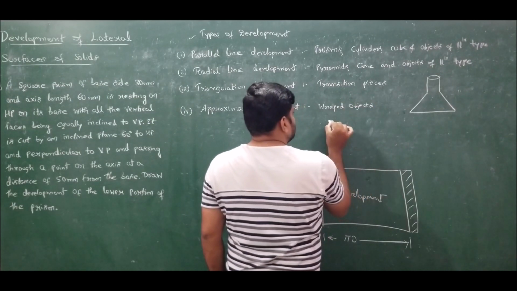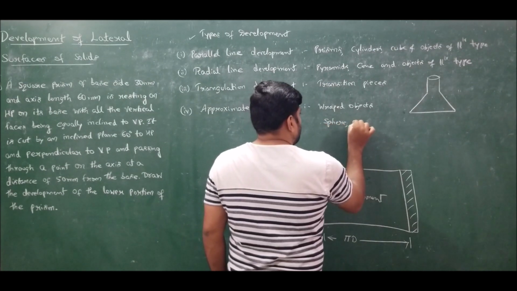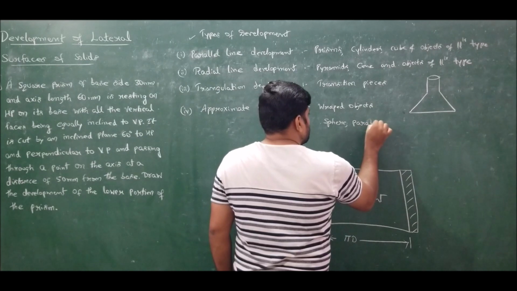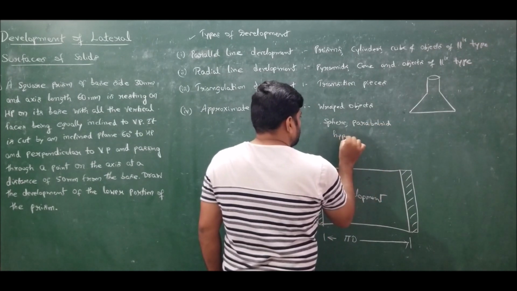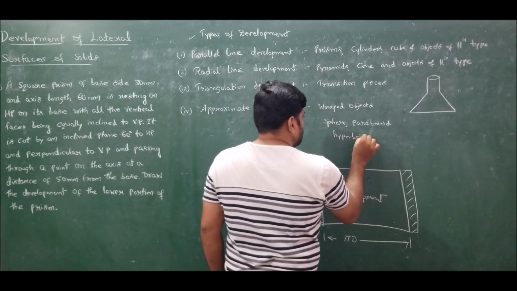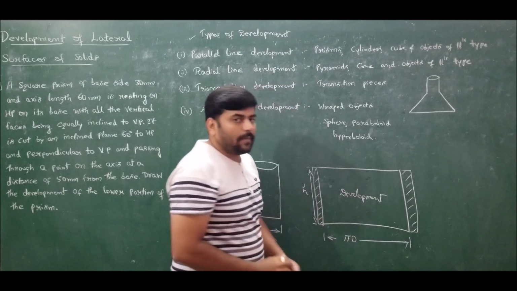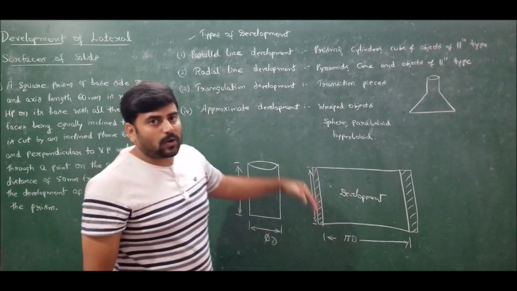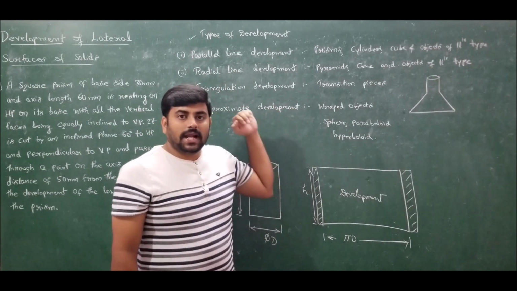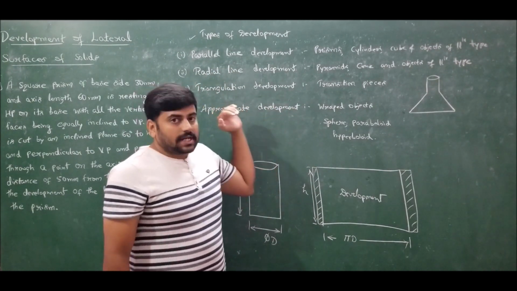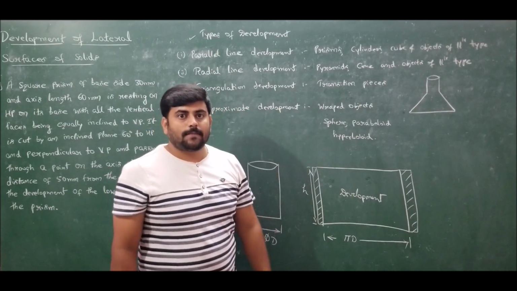Wrapped object types such as sphere, paraboloid, hyperboloid: such wrapped objects are developed by using approximate development. In this course, I will be addressing parallel line development and radial line development, whereas triangulation development and approximate development are out of scope of this course.